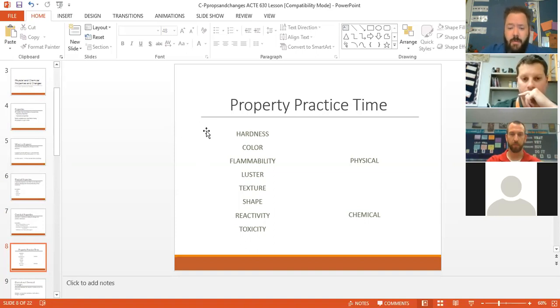Mr. Masson, if I could start with you, the first selection that you have is hardness. Do you think that would be physical or chemical? If you just let me know, I can draw a line over to physical to connect them. Go with physical. That is correct. So physical would be hardness. You're going to be able to determine hardness without changing the identity of the substance.